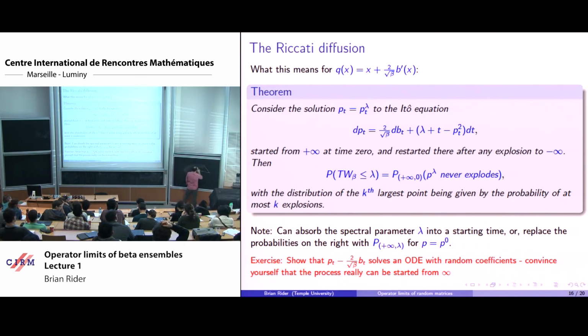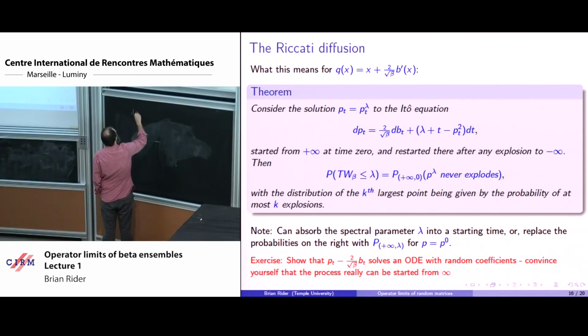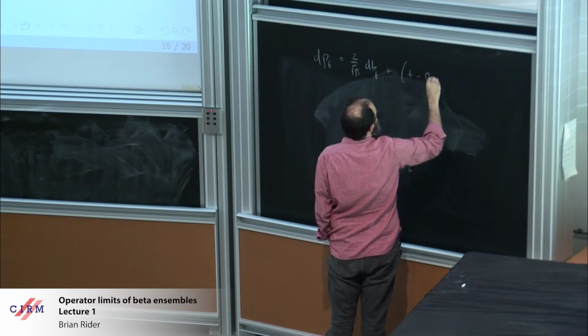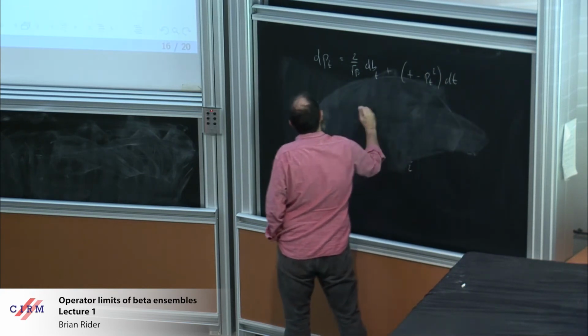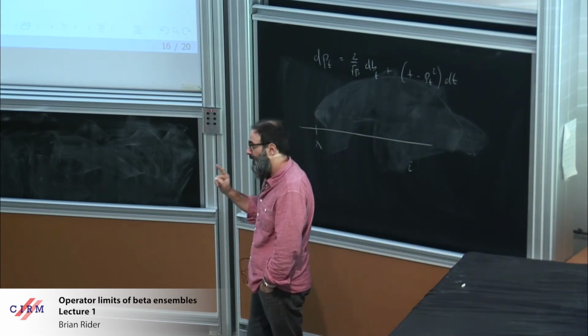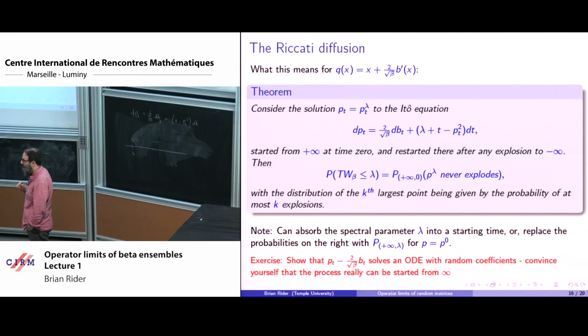Another lovely thing about this diffusion is that the spectral parameter lambda appears linearly with the time parameter. So what you can do, and I write this here as a note, is shift the spectral parameter to a starting time. You can instead think of the diffusion dP_t equals 2 on square root of beta dB, that's Brownian motion, plus (t minus P_t squared) dt. And you ask for this thing to start at lambda, and ask for that to never explode. Explosion means getting to minus infinity in finite time.